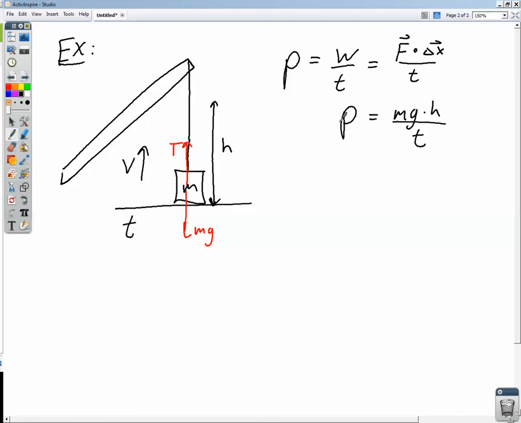The bigger the mass, the more power the crane has to use. The shorter the time that it takes, the more power the crane has to use, because if we divide by a smaller time, we are going to be making power larger. Dividing by a smaller number in the fraction makes it bigger. The bigger h, the more we have to lift it up, the higher we have to get it, the more power has to be used.